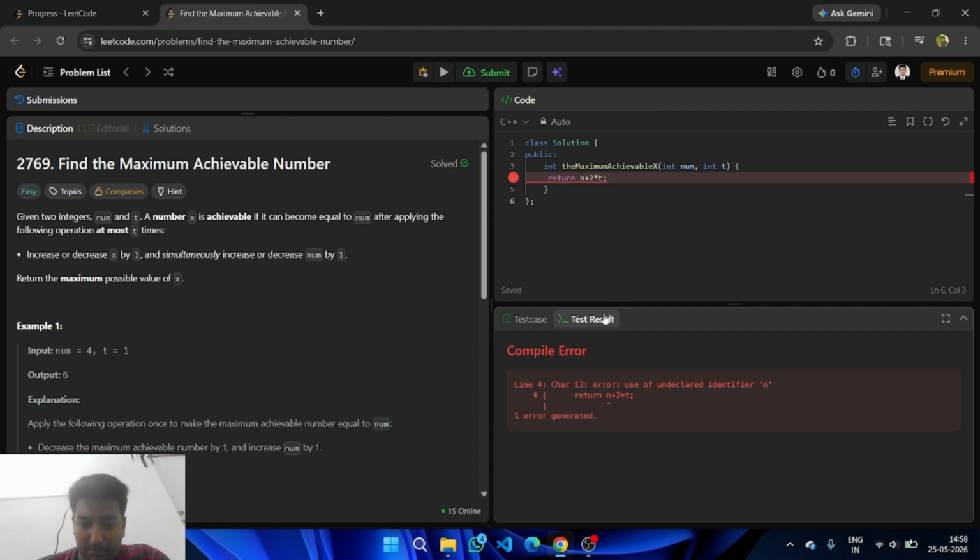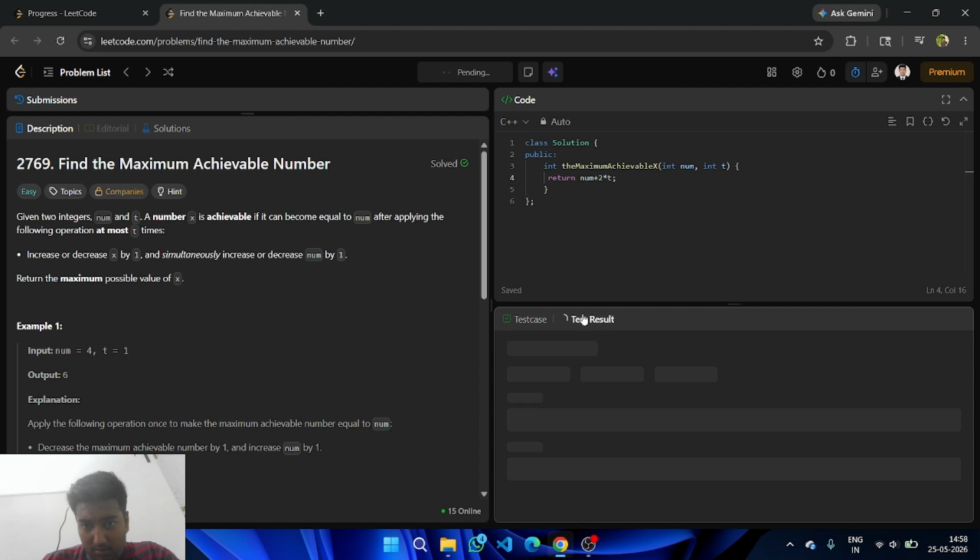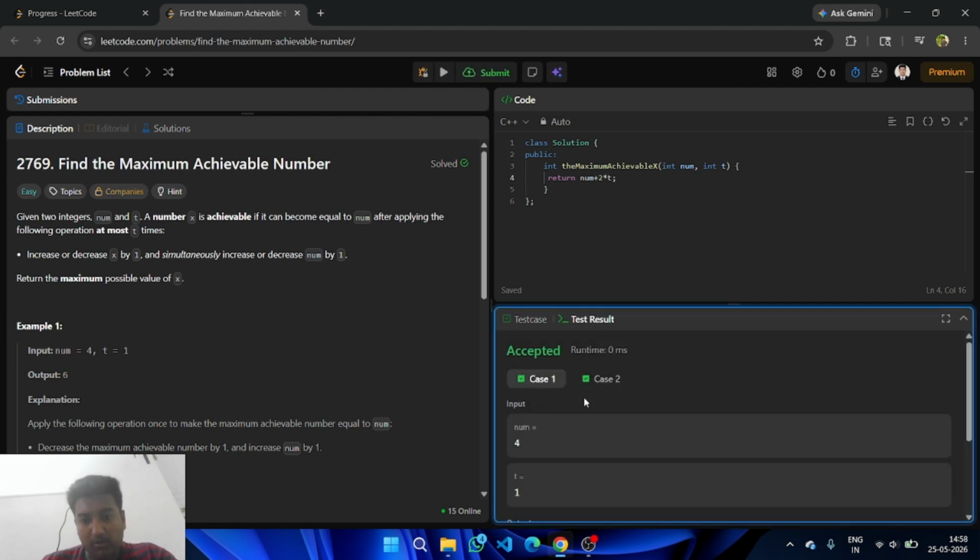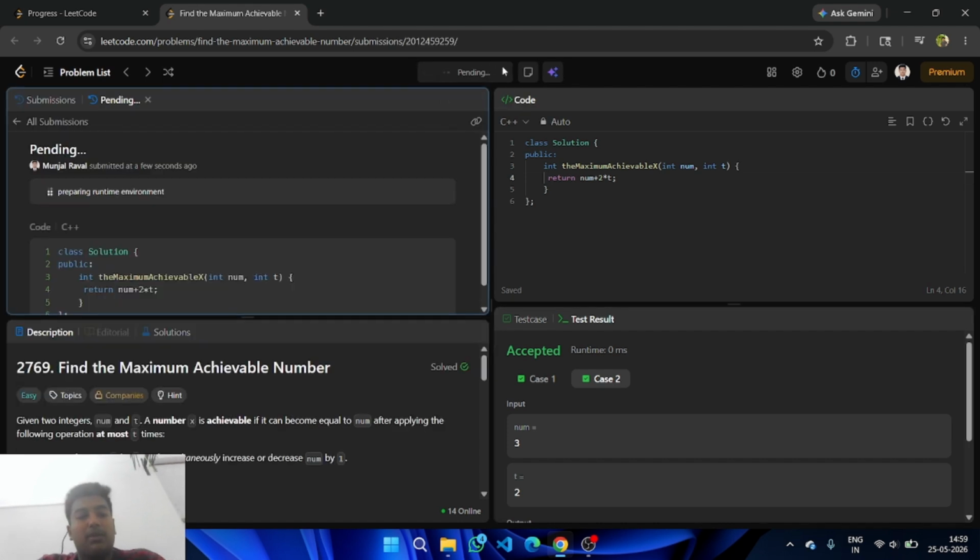Here the test cases passed, case 1 and case 2 successfully passed, and my approach is very small. Num plus 2 into t, because we increase or decrease x by 1 and simultaneously increase or decrease num by 1, and return the maximum possible value of x. So this approach is best for that, and let's check it out on the submit button.